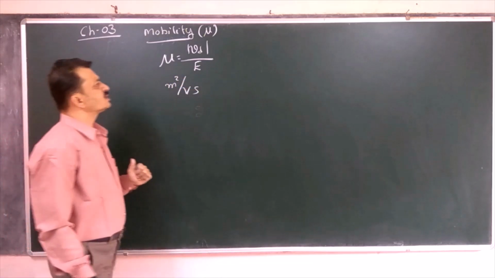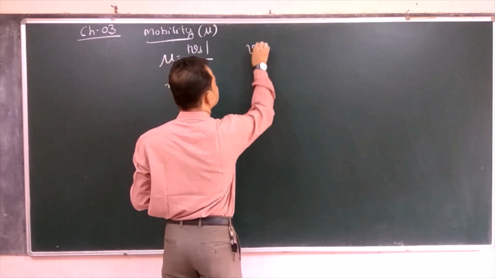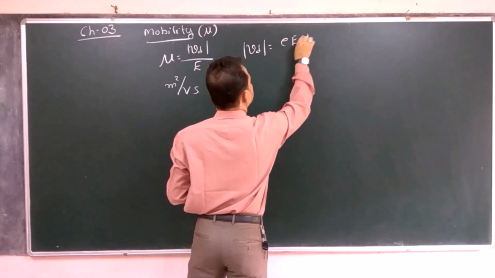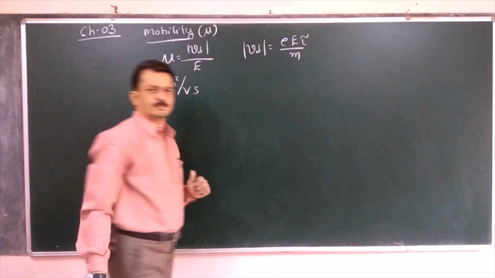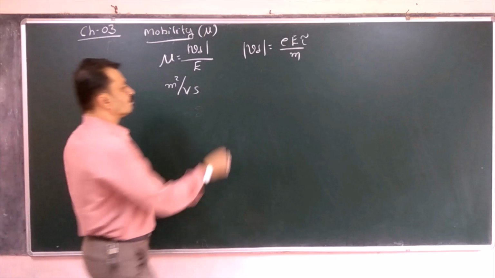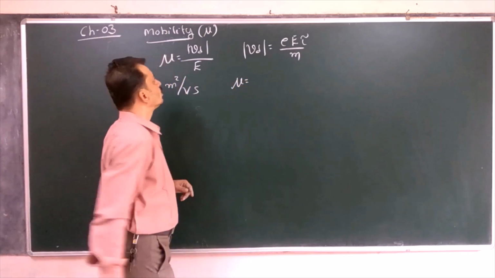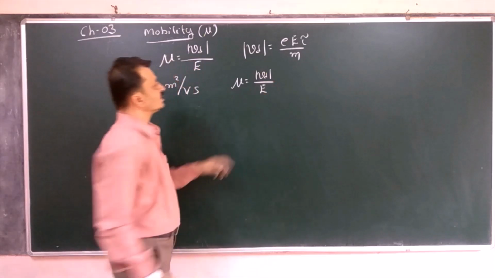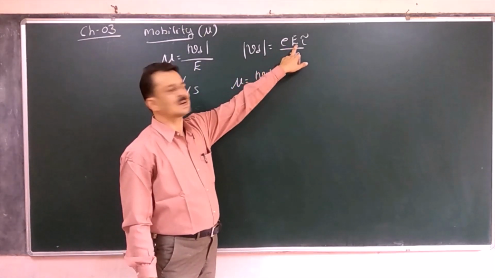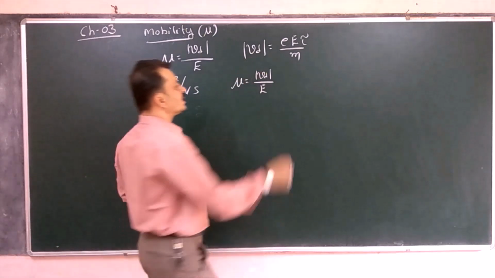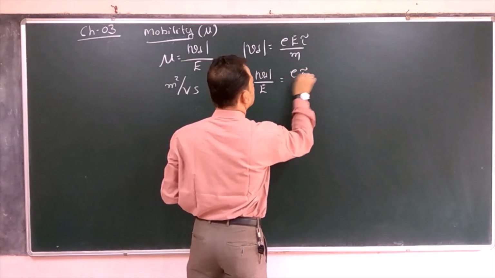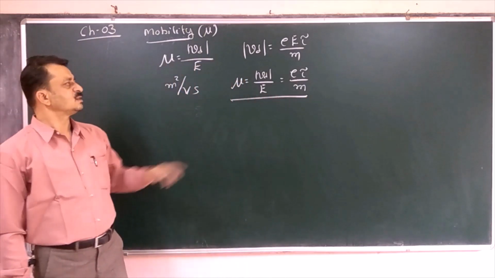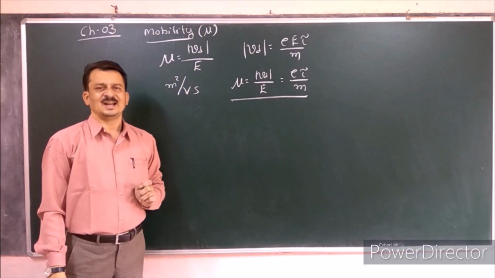We are already familiar with the expression for drift velocity, that is the magnitude of drift velocity Vd is equal to e E tau divided by m. Therefore mobility is given by mu is equal to the magnitude of the drift velocity divided by the electric field. Now if I cross multiply this electric field, the remaining term is e tau divided by m, and that quantity we call the mobility of an electron.